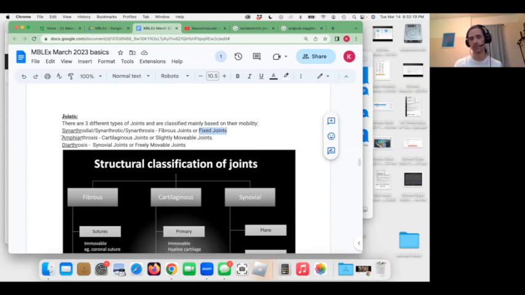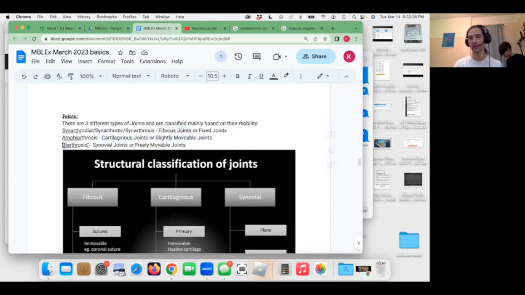And then there are amphiarthrotic, amphiarthrodial, amphiarthrosis joints. Those joints have cartilage between them, but they also have connective tissue fibers connecting them. And so they are slightly movable.